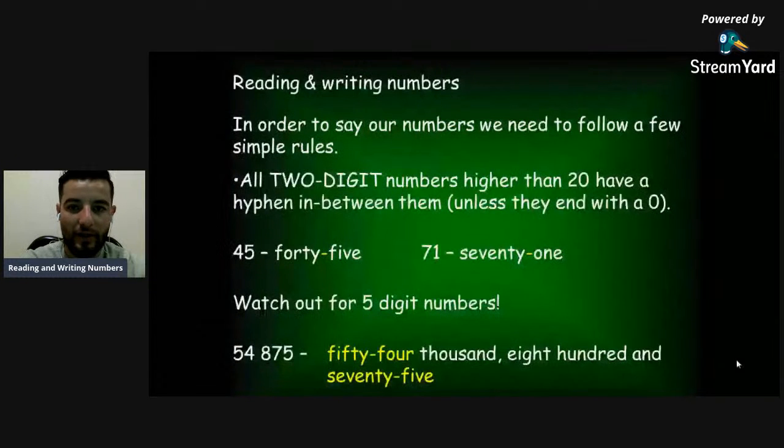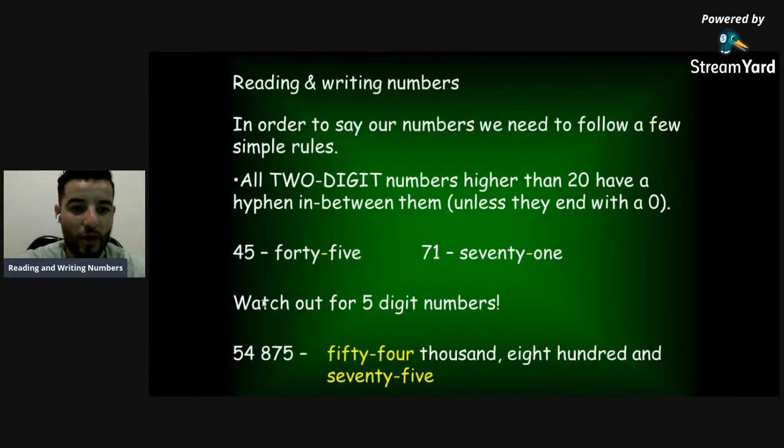In order to say our numbers, we need to follow a few simple rules. All two-digit numbers higher than 20 have a hyphen in between them, unless they end with a 0. Okay, so this is a hyphen. So 45 would be written forty hyphen five. We don't mention the hyphen, but we write it. Okay, 71, seventy hyphen one, when we write it with letters.